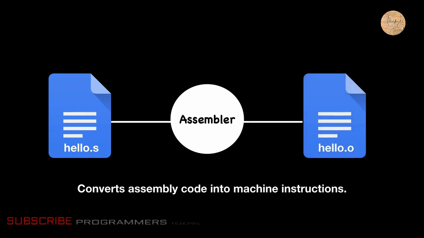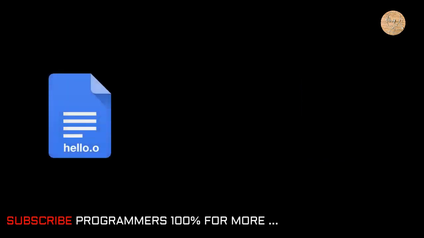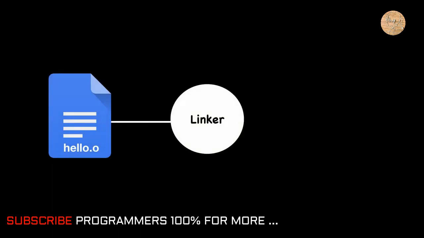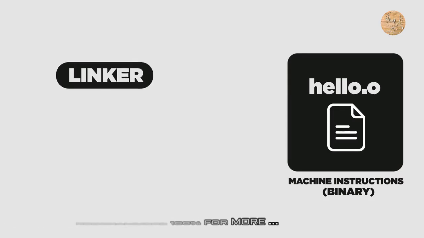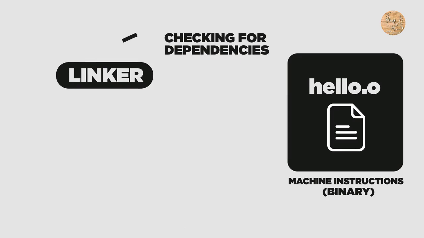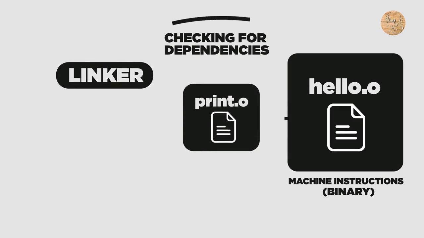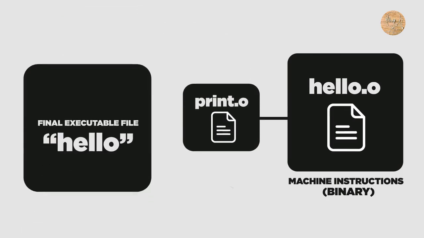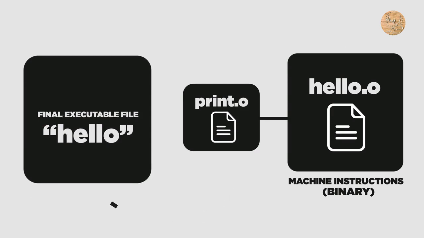At last comes the linking phase. In this phase, a program called the linker checks if there are any dependencies in your code. In our code, since we are using the printf function which is defined in the standard C library, the printf.o file which contains the code for that printf function is actually imported and linked with our hello.o file. And this finally creates our executable file hello, which we can finally execute on our command prompt or terminal.